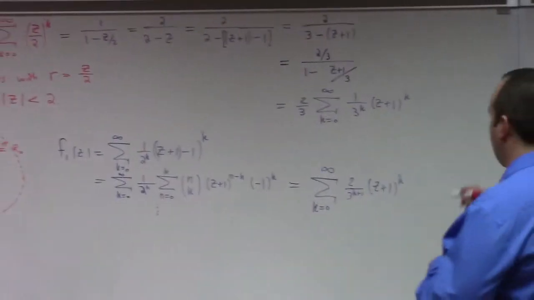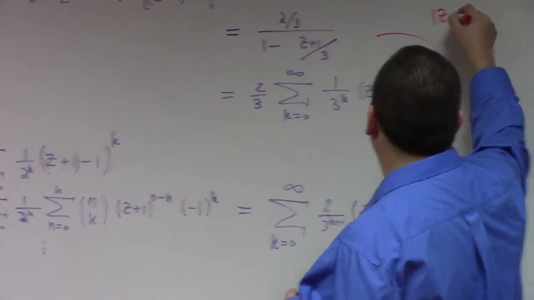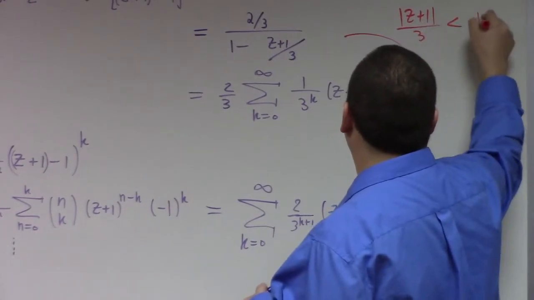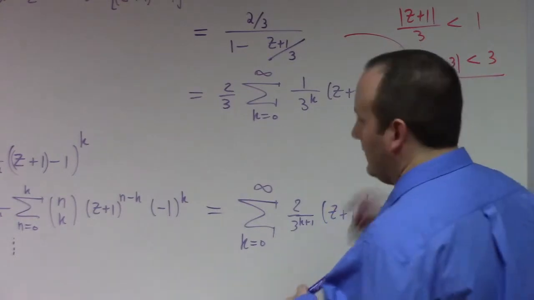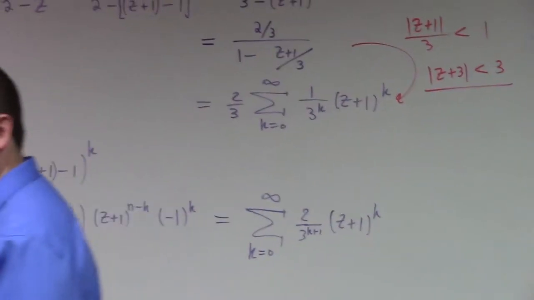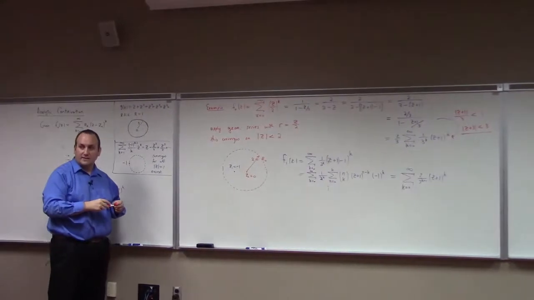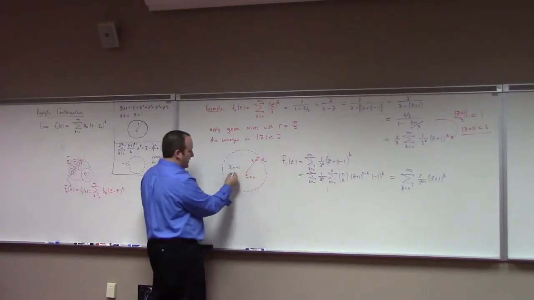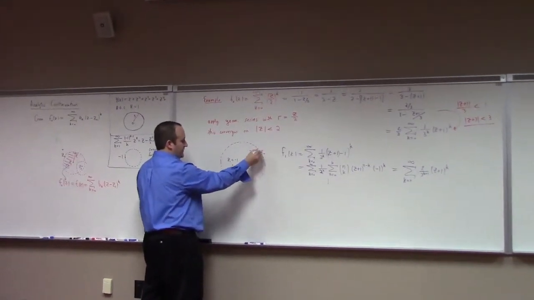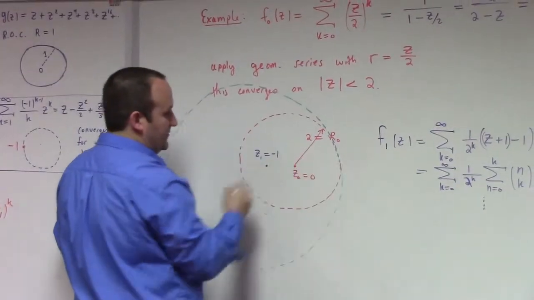But here's the awesome thing about this: this step is only valid for what? We need the modulus of (z plus 1) over 3 less than 1. In other words, the modulus of z plus 1 is less than 3. So recentering this, my new radius of convergence after recentering is what? 3. We've gone from 2 to 3, which is easy to understand because now we're here, right? So the bigger radius of convergence is this, right? Well, I didn't do it very well, but anyway, my picture in the notes is better.